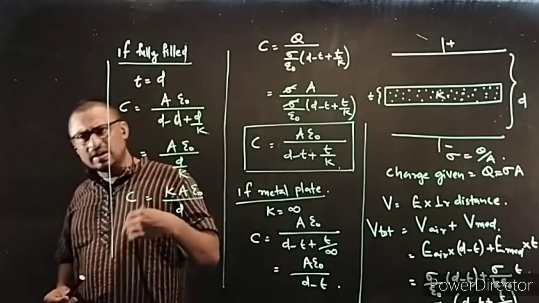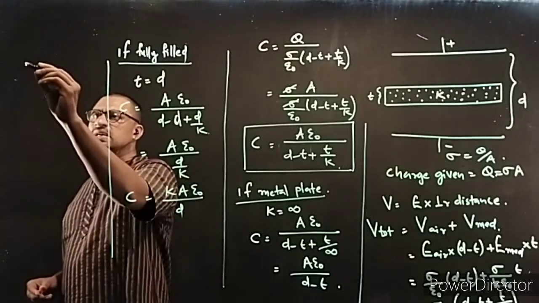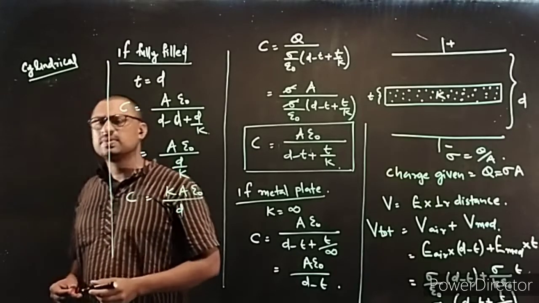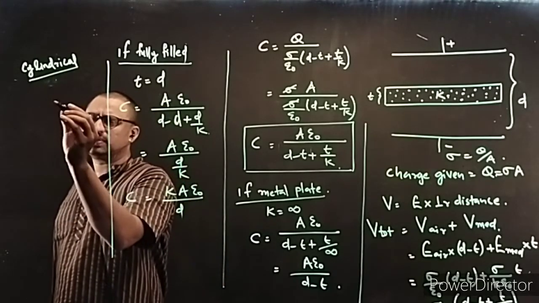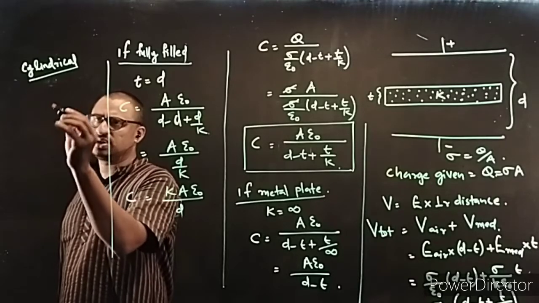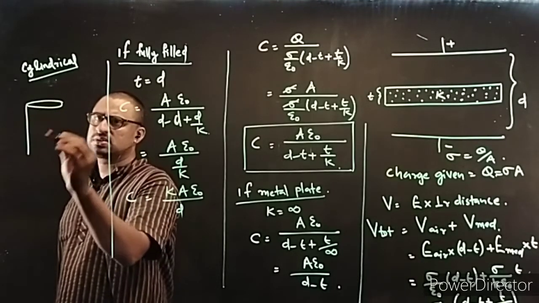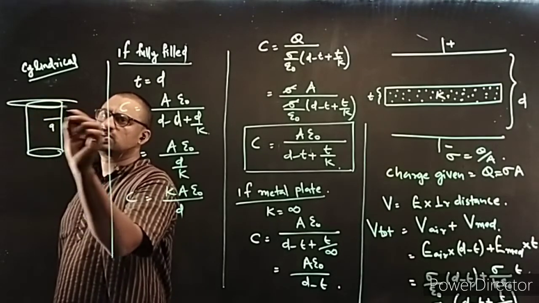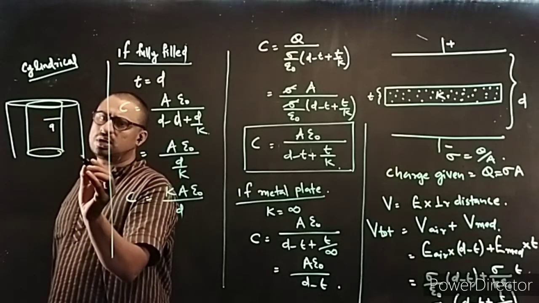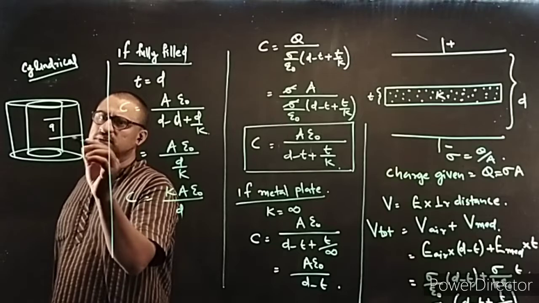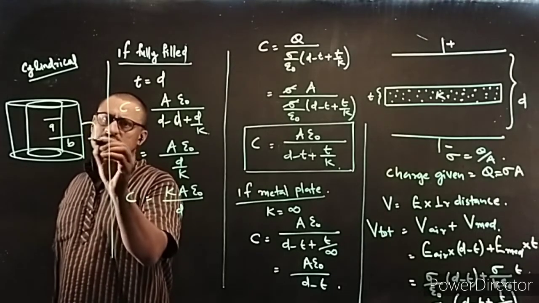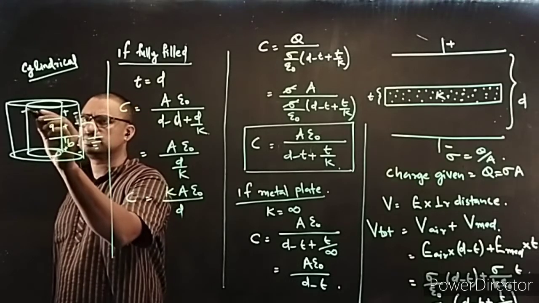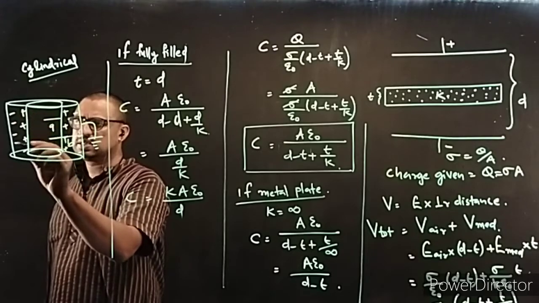See, there is one other type of capacitor, which is a cylindrical capacitor. Actually, it is not that important in our syllabus. Still, I will directly give you an equation, that's all. See, this is the inner cylinder of radius A, and this one is the outer cylinder of radius B. Now the outer cylinder is earthed. This is positive charge and this is negative charge, suppose. This is a cylindrical capacitor.